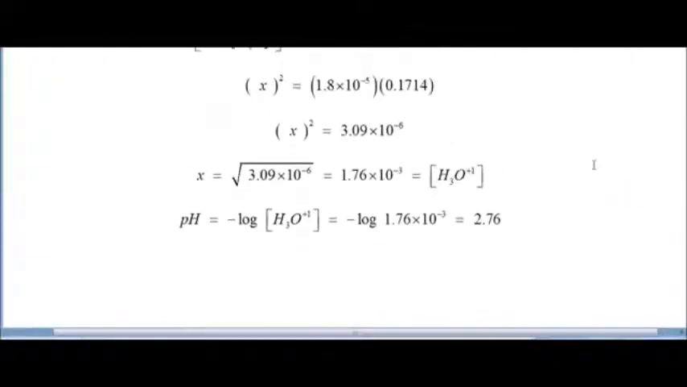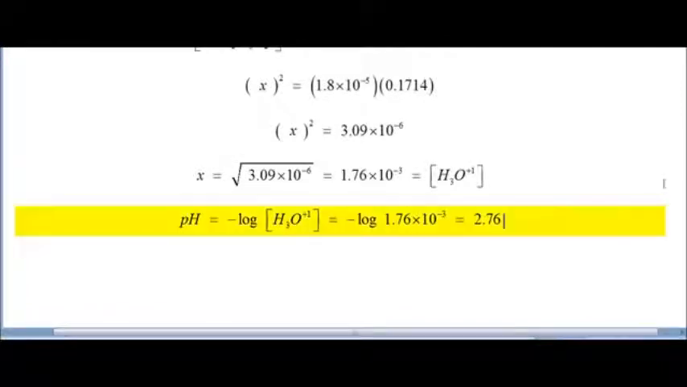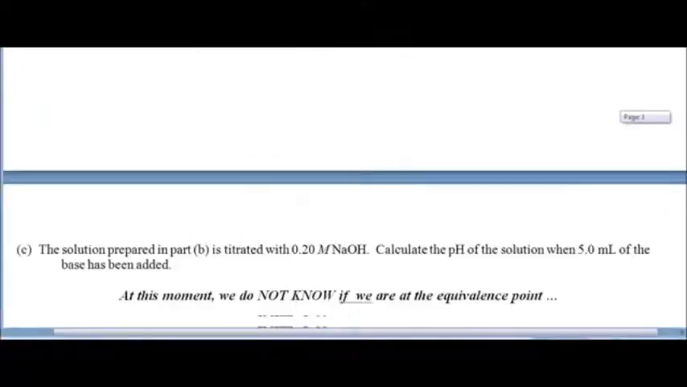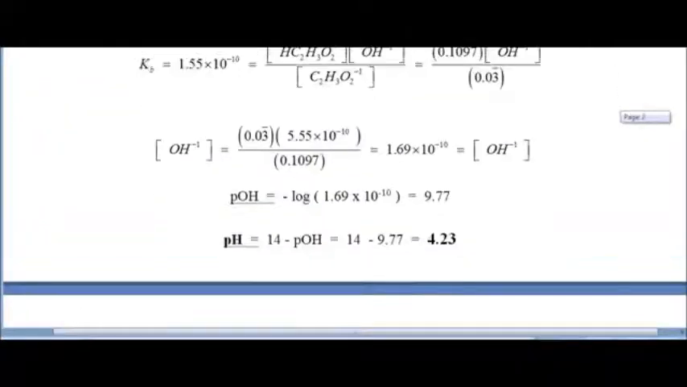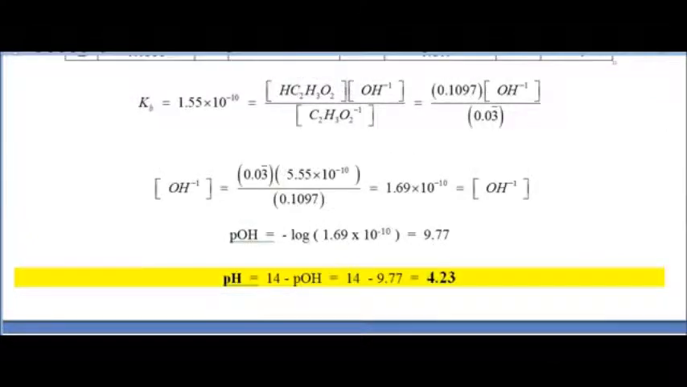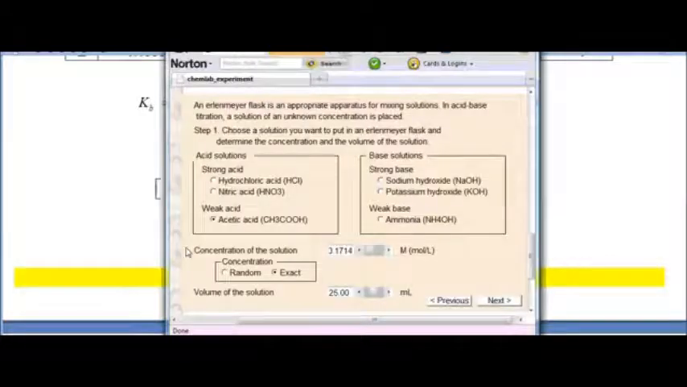Before we added any of the strong base, and it was just the acetic acid, we had a pH value of 2.76. So yes, that makes sense. The pH should go up if you add a strong base to the solution. I want to show a virtual titration here real quick, just to show how close we get to a pH of 4.23. Again, we're using a 5% rule, so I would hope that we get very, very close.